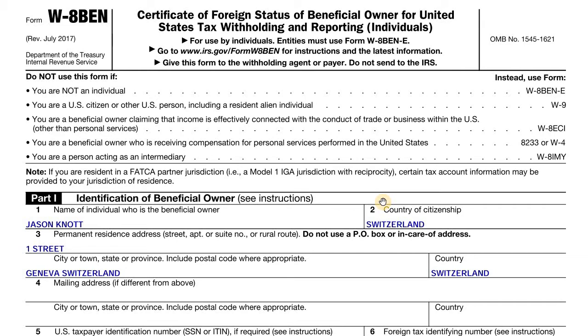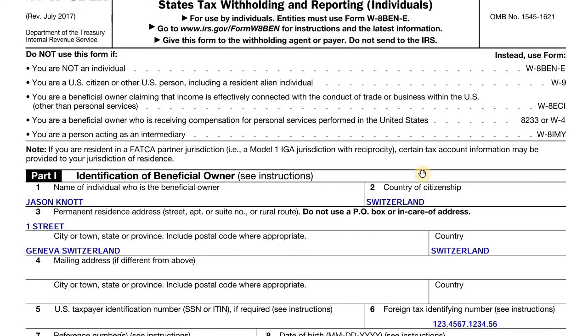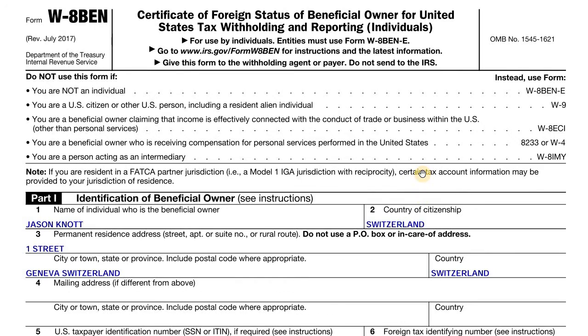Now, if you claim treaty benefits, you can knock that 30% rate down. So that's what we'll go into here. How do you do that? How do you know that you are eligible for treaty benefits, and how do you illustrate that on this form?